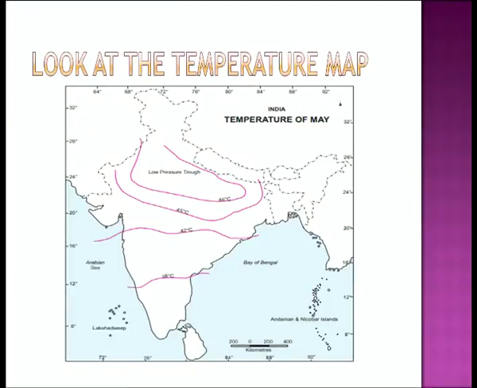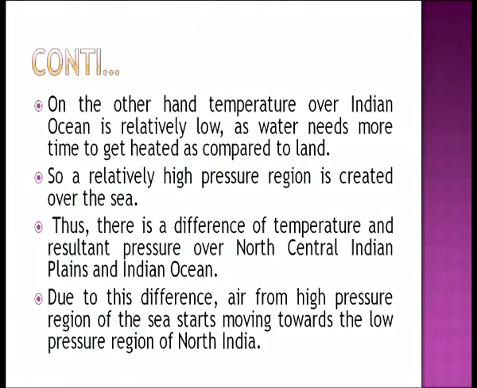Look at this temperature map of the month of May. It shows the low pressure region in the northern part of India. On the other hand, temperature over the Indian Ocean is relatively low as water needs more time to get heated as compared to land. So, a relatively high pressure region is created over the sea. Thus, there is a difference of temperature and resultant pressure over north central Indian plains and the Indian Ocean. Due to this difference, air from the high pressure region of the sea starts moving towards the low pressure region of North India.